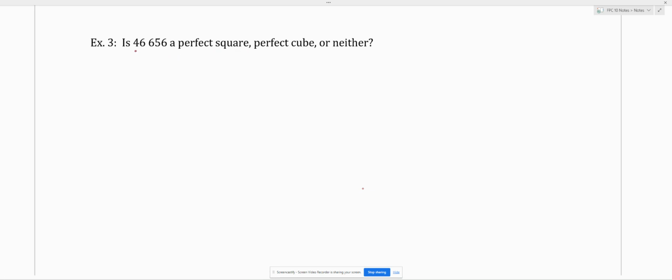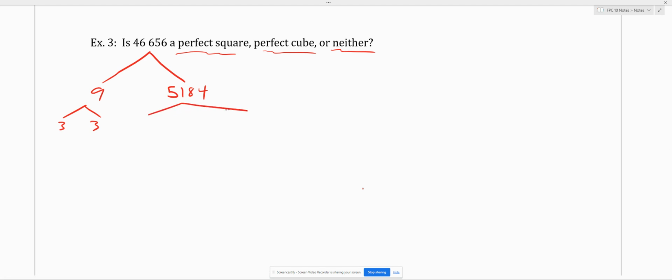This huge number, 46,656, it wants to know, is it a perfect square, is it a perfect cube, or is it neither? So let's break it into a prime factorization. If you add up the digits, it is divisible by 9. Do it in your calculator and you'll get 9 times 5,184. 9 again breaks into just 3 times 3. So we're done over there.